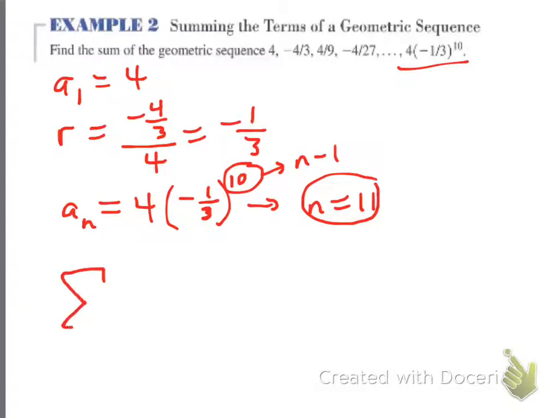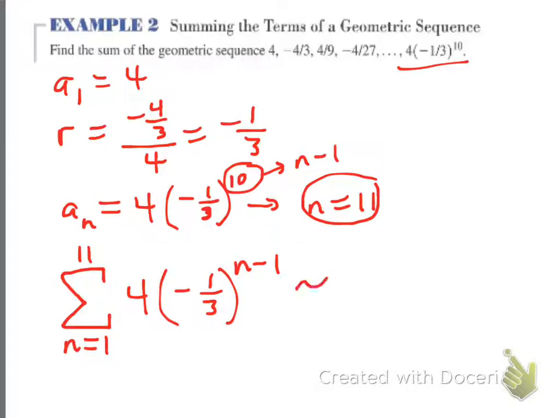So here's our sigma, from n equals 1 to 11, because there's 11 terms. 4 times negative 1/3 to the n minus 1. So in your calculator, math button, option 0, plug in your information. Okay? Now it's going to be a lot easier to do in the 84s than in the TI-83s. The TI-83, we could talk about that in class and we can get that all figured out.